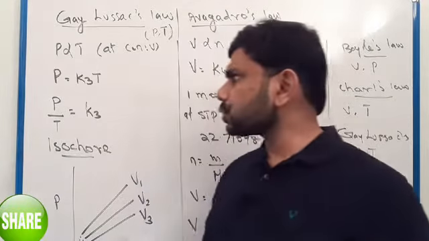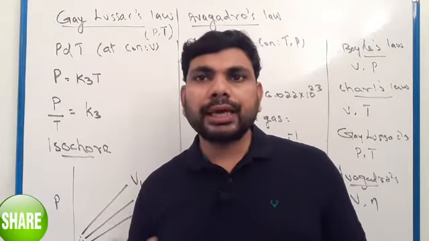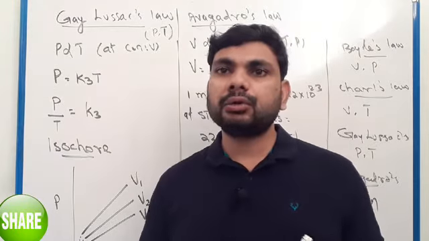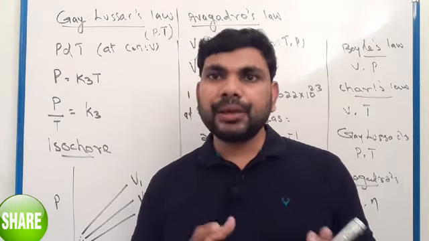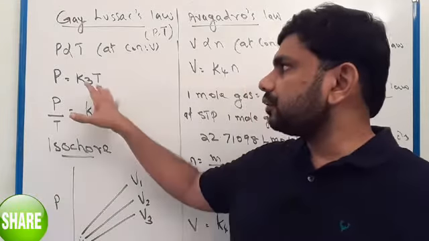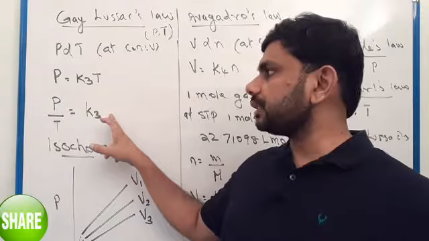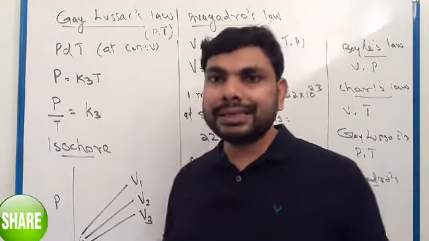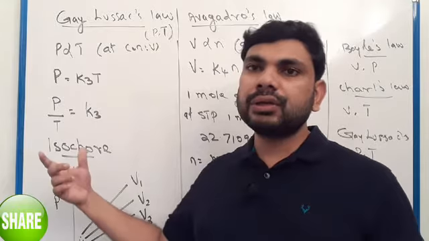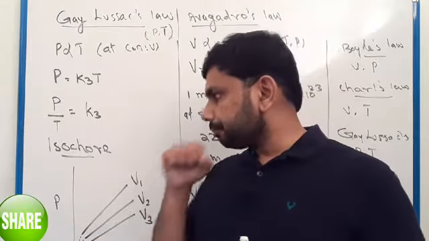Here pressure is directly proportional to temperature, so we can change the proportionality to an equality: P equal to K3 times T. You can rearrange the equation, bringing T over, so P by T equal to K3. We already used K1 and K2, that's why we use a different proportionality constant, K3.